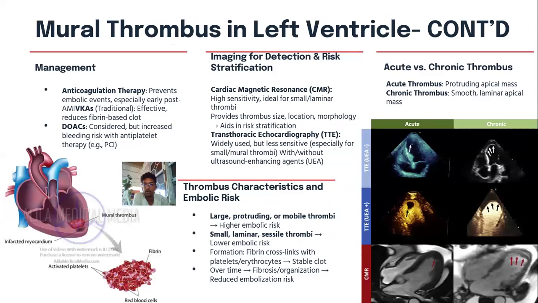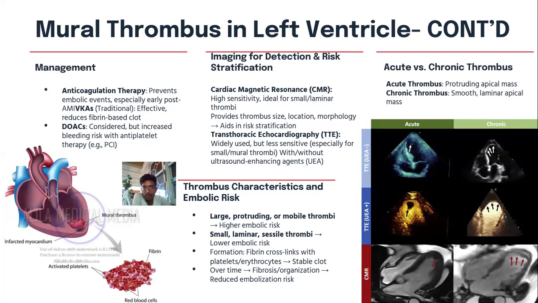Alright, so we'll continue on mural thrombosis in the left ventricle, and now we're going to move to thrombus characteristics and embolic risk. That's at the middle of the slide at the bottom. So the morphology of the thrombus is an important determinant of its embolic potential. Thrombi that are large, protruding into the ventricular cavity, or mobile are more likely to embolize compared to smaller laminar thrombi that are sessile and adhere more closely to the ventricular wall.